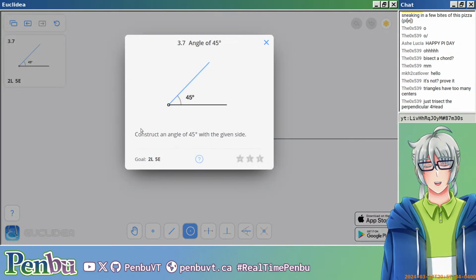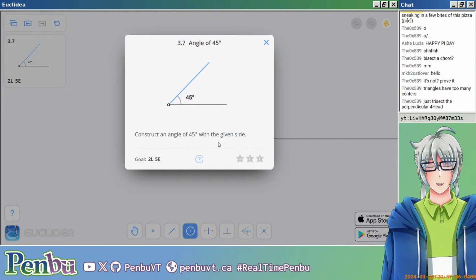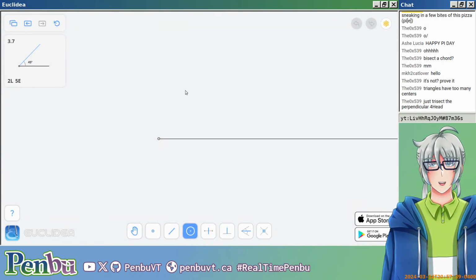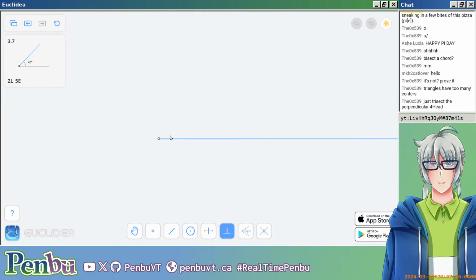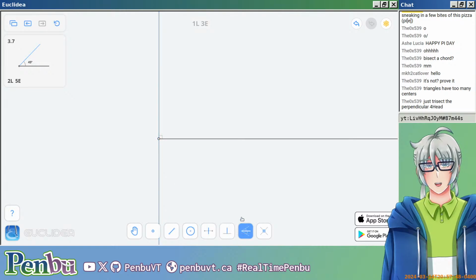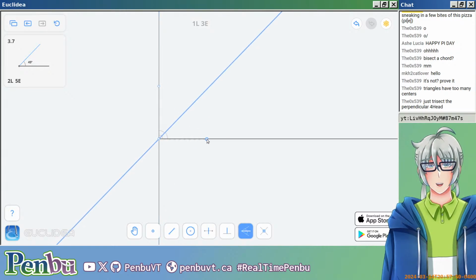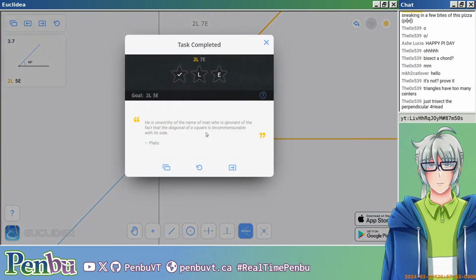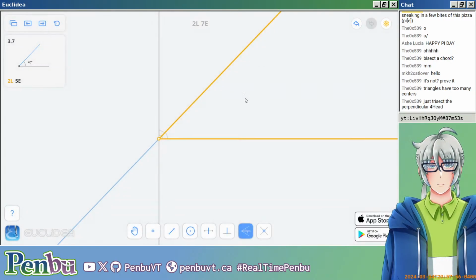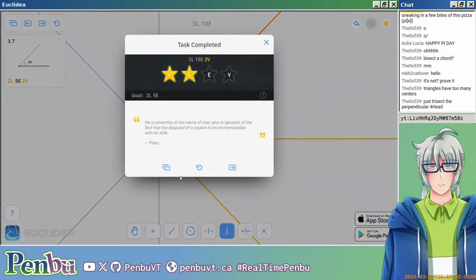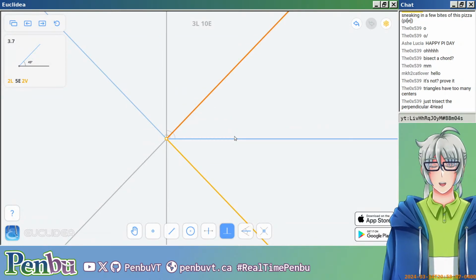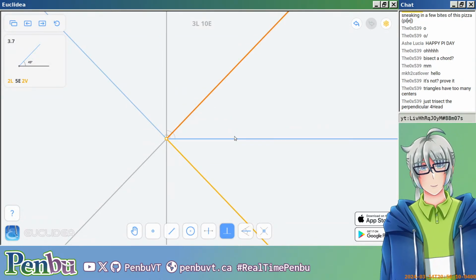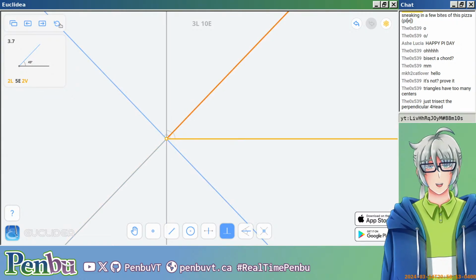Angle of 45 degrees. Construct an angle of 45 degrees with a given side. So 45 is half of 90. We know how to get 90. That's perpendicular, and then we can bisect that angle here. We get 45. And then we can construct the other one on the other side. Now, how do we get this in 5? That's a good question.